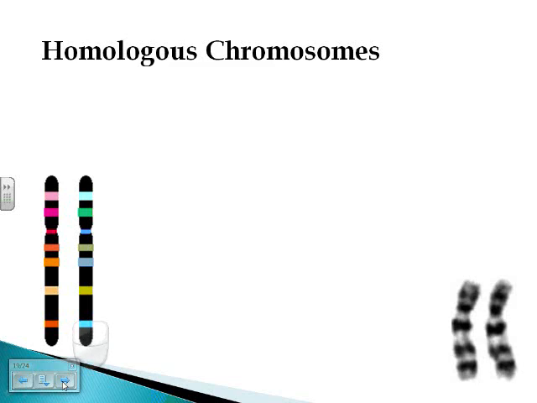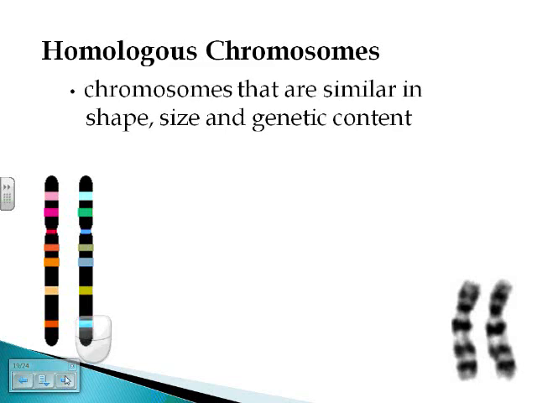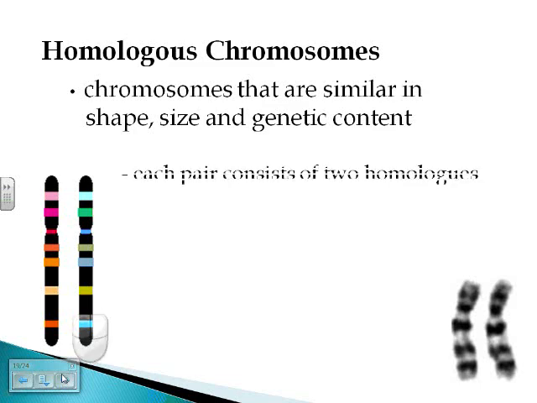Now, homologous chromosomes is another word that we can use to describe them. Homologous chromosomes are the idea that they're similar in size, similar in shape. Each pair would be a homolog. These would be a homologous pair of chromosomes. They're similar in size, they're similar in shape, and they're similar in genetic content.